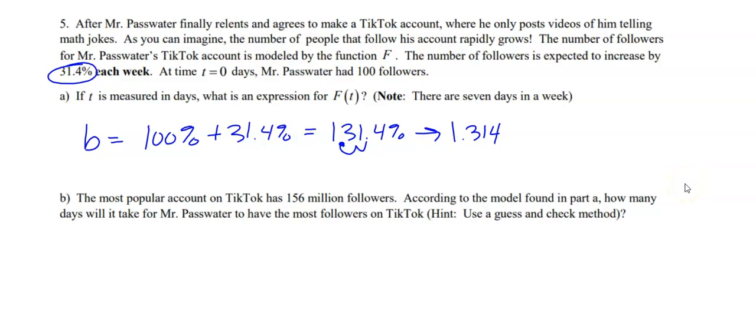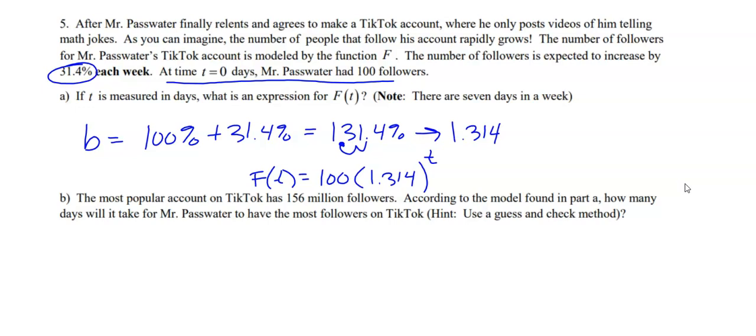All right, ran out of time on the last video, so we'll continue with number 5 here. So now that we have our growth factor, we have to go and find our A value. That comes from right here. So at time equals 0 days, he had 100 followers. So I think we're good to go here. We can do f of t equals 100 times 1.314 to the t.